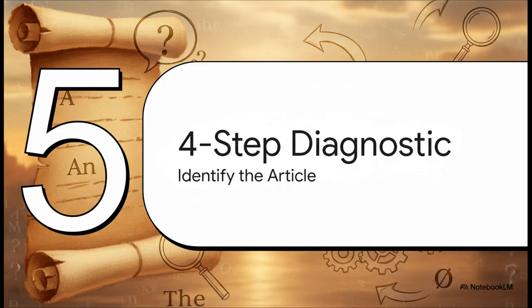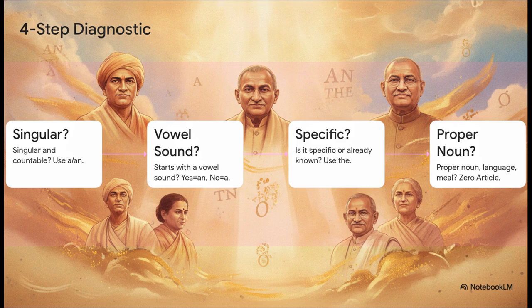All right, Section 5, the 4-step diagnostic: how to identify the correct article. Think of this as your foolproof mental checklist. Step 1. Is it singular, countable, and new to the conversation? You need "a" or "an." Step 2. Does it start with a vowel sound? Yes gets "an," no gets "a."